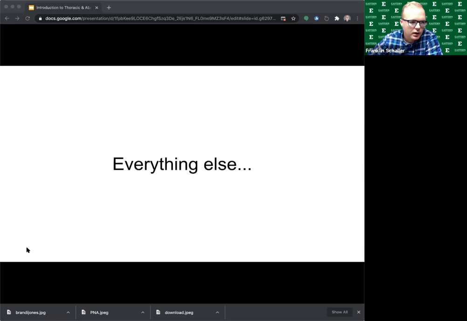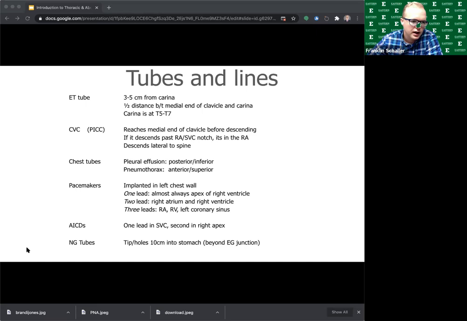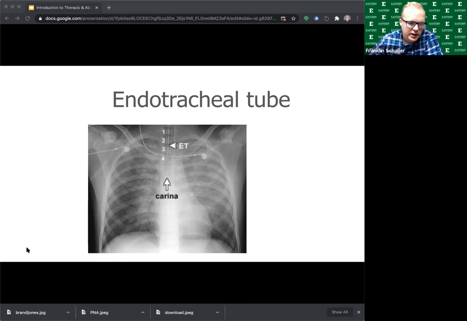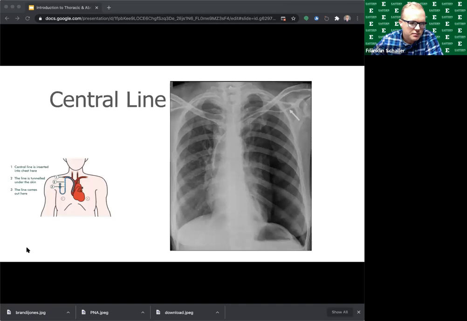Great job. And then we made it to E, guys. E stands for everything else. And I'm not going to spend a ton of time talking about all of these because I know you guys are primary care nurse practitioner students, but I'll at least touch on some of them just for your general knowledge. Okay. So here is an example of an endotracheal tube. Typically, this is found 3 to 5 centimeters from the carina, and the carina is located anywhere between T5 and T7. Here's an example of a central line that you guys can see in this image.